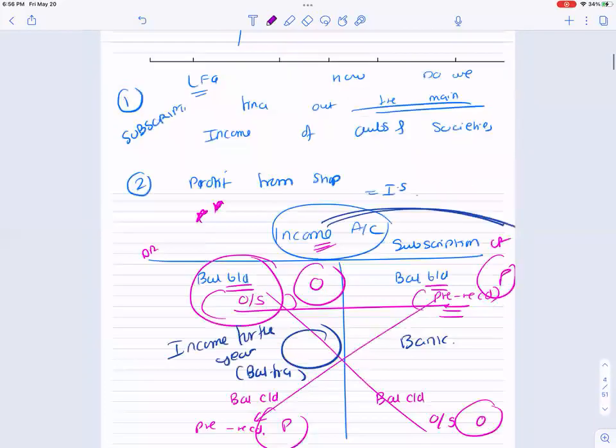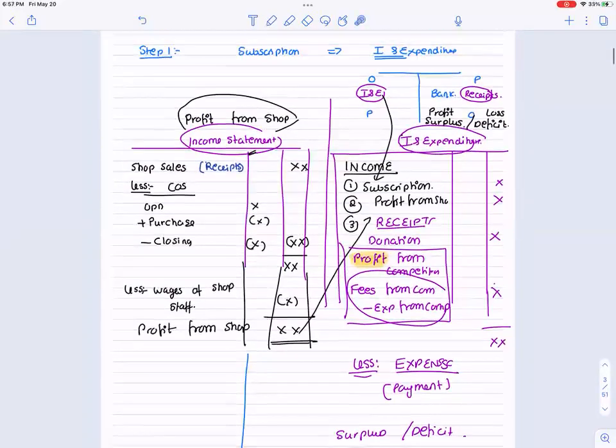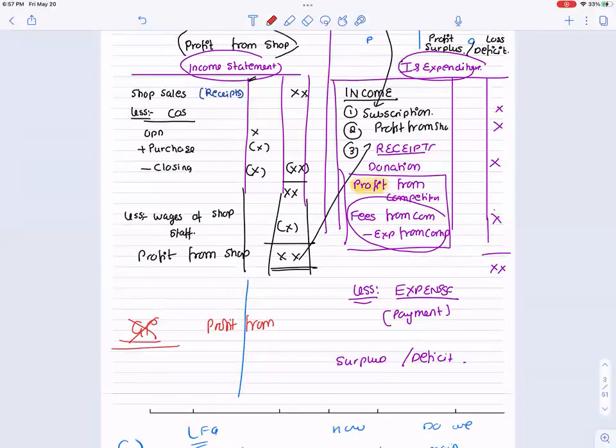I am starting with the question directly. Just to tell you that in our normal business, we find gross profit. Here, do we find gross profit? No. We find profit from shop. Gross profit is normally in which account? Trading account. And profit from shop will be in the income statement.